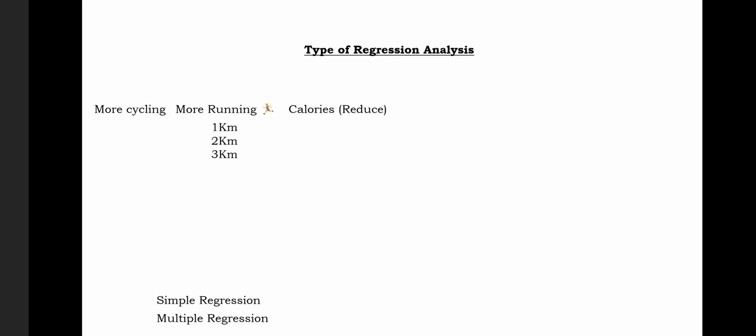Now you know I was running, right? I was running 1 kilometer, my calories were reducing by 50. Then I started running 2 kilometers, my calories reduced by 100. And when I started running 3 kilometers, my calories reduced by 150. Did you see anything similar here? Yes. When you run 1 kilometer, calories were 50. When you run 2 kilometers, calories reduced to 100. And when you run 3 kilometers, calories reduced to 150. It means there is a proportionate change in both the variables. In running, there is a gap of 1 kilometer, and in calories, there is a gap of 50-50.